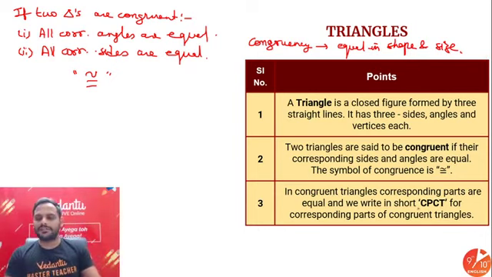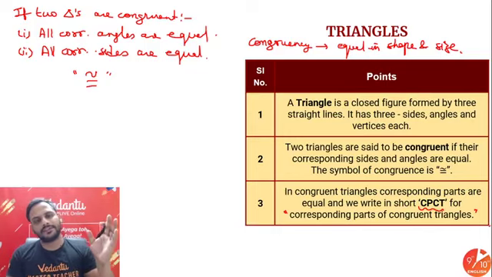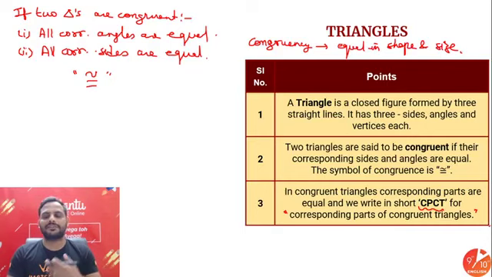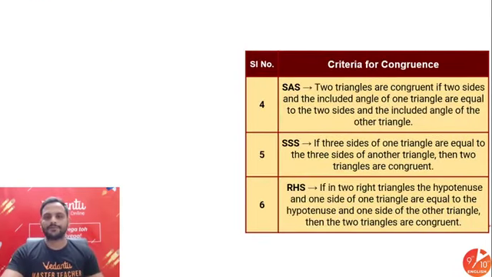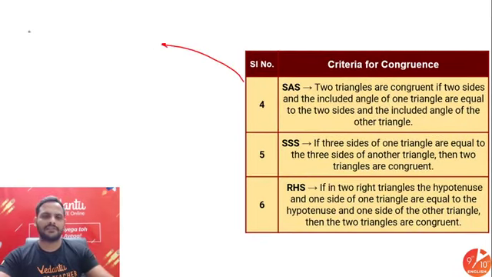We also use the word CPCT. CPCT stands for corresponding parts of the congruent triangles. That is, once I get to know that two triangles are congruent, I can say any of the corresponding parts to be equal. So whenever I write corresponding parts equal, I will write CPCT if I have proved already the triangles congruent. Alright, now the criteria for congruency, one is of side angle side, as the name suggests.